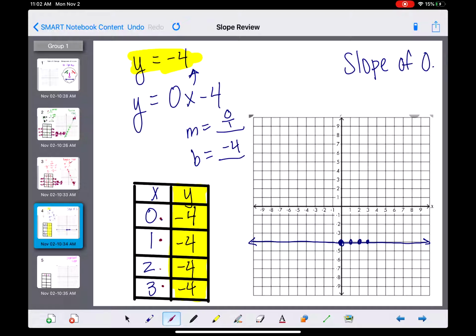Is it linear? Does it have a constant rate of change? So my x values are adding 1 every single time. There is no change to my y value, so that's like adding 0. So my change in y over change in x is 0 over 1, which is 0. So I have a slope of 0.